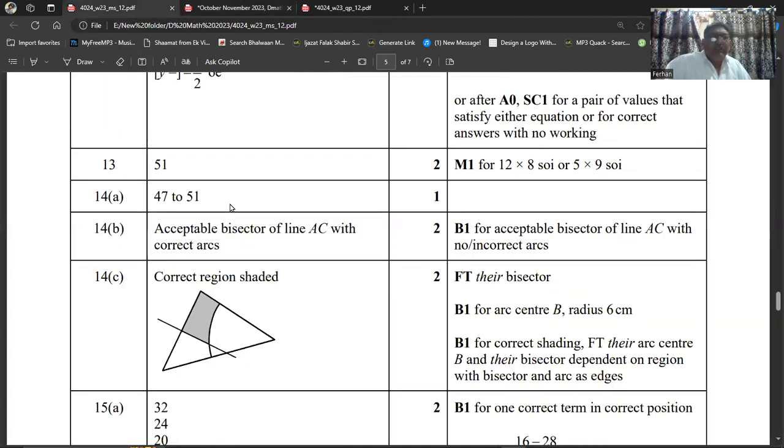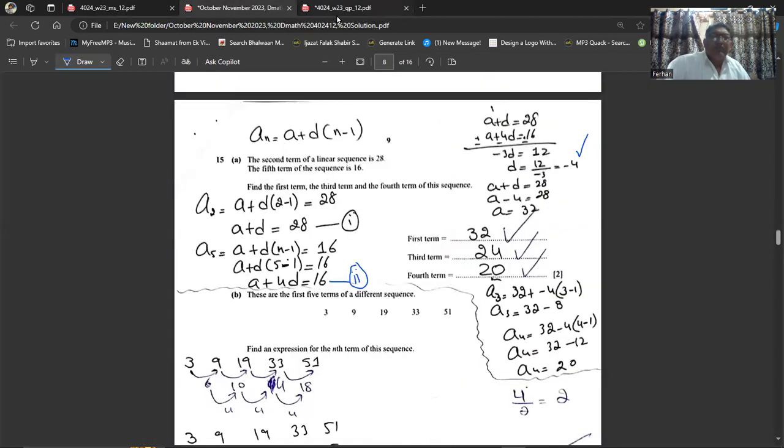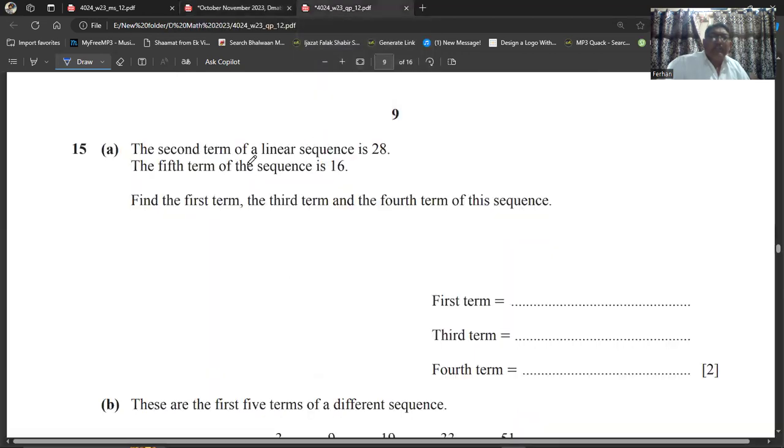32, 24, 20. Our answers are right. This was question number 15, and it's A part.